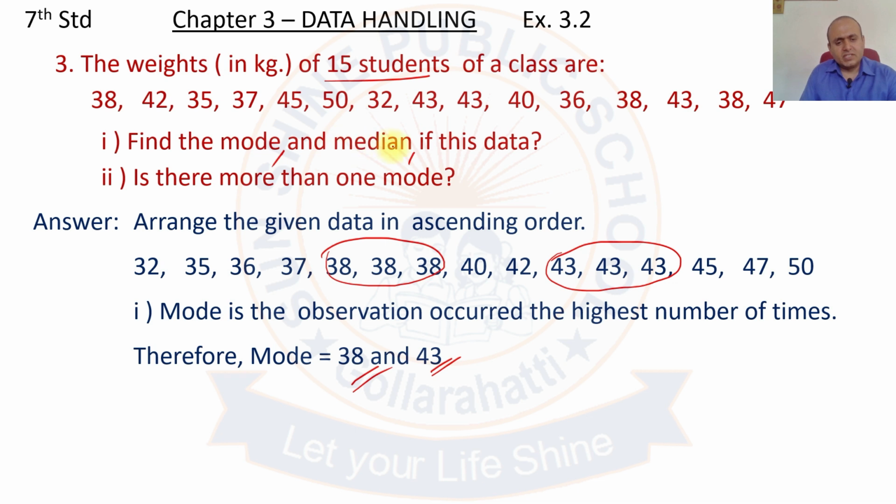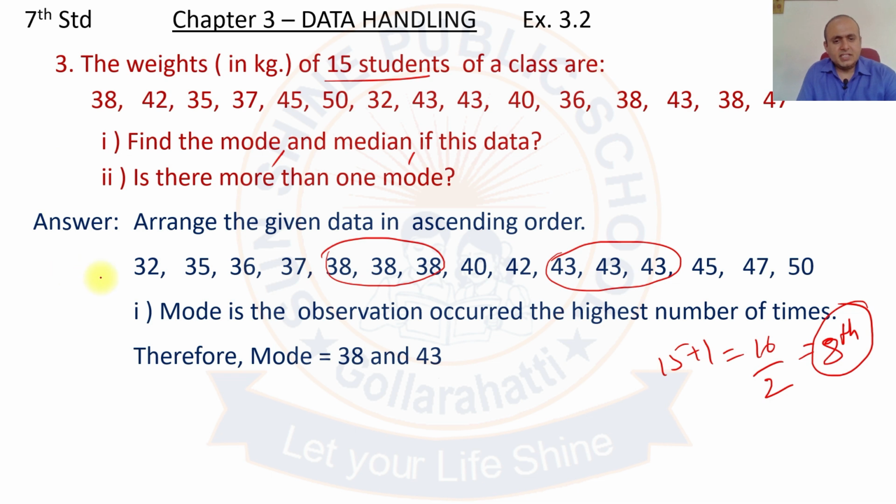Let us find the median of this data. Median is nothing but the middle number. So here there are 15 students. That means I will add 15 plus 1. Therefore, it's equal to 16 divided by 2. When we divide 16 by 2, we get 8. The 8 is not the answer. It is called the 8th term. How to find the 8th term?